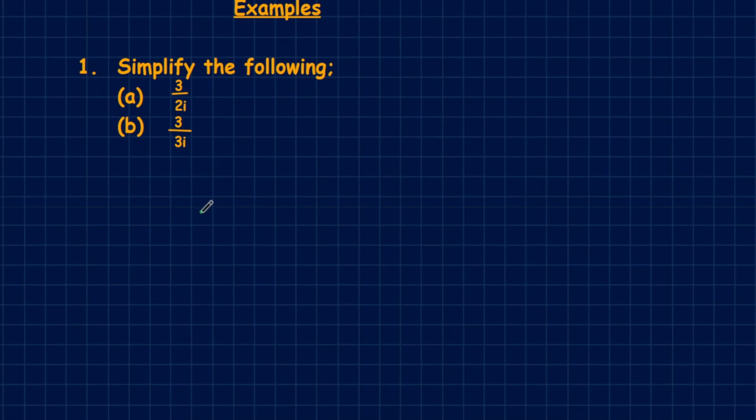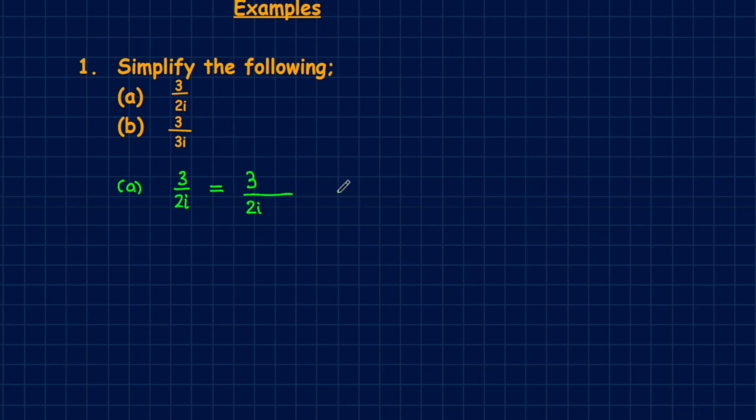I prepared 3 examples for you. Sit back, grab a cup of coffee or water, and watch me do it for you. Part A of this question says we need to simplify 3 over 2i. Remember, we were told to multiply by the conjugate, but ideally the conjugate comes in when we have two parts, the real and imaginary parts. For this one, we only have a single term, so we simply multiply by the complex part given at the denominator.